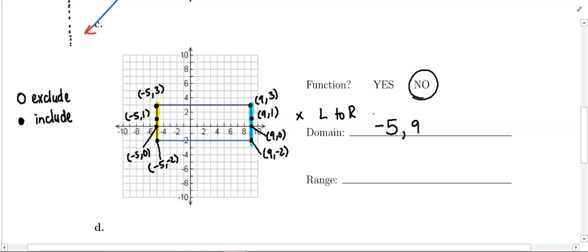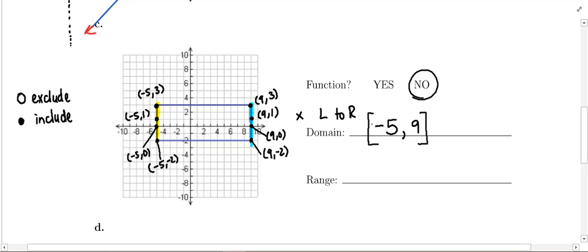Okay, so we're going to end up including both of these endpoints. And also think about it this way. Is -5 a valid input? Well, yes. If -5 is your input, your x value, you get y values like 3, 1, 0, and -2. So it's an input somewhere. The same thing is true of x equals 9. It is a valid input, or x value. It produces outputs, or y values, like 3, 1, 0, and -2 as well.